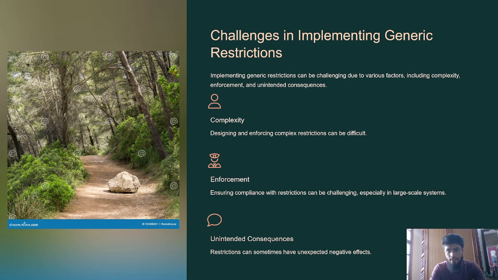Challenges in implementing generic restrictions. Implementing generic restrictions can be challenging due to various factors, including complexity, enforcement, and unintended consequences. Complexity: designing and enforcing complex restrictions can be difficult. Enforcement: ensuring compliance with restrictions can be challenging, especially in large-scale systems. Unintended consequences: restrictions can sometimes have unexpected negative effects.